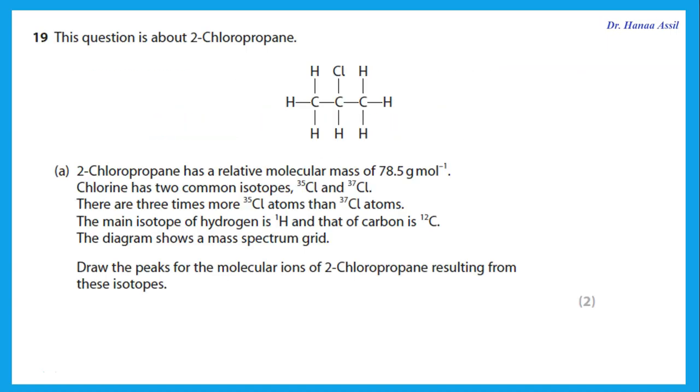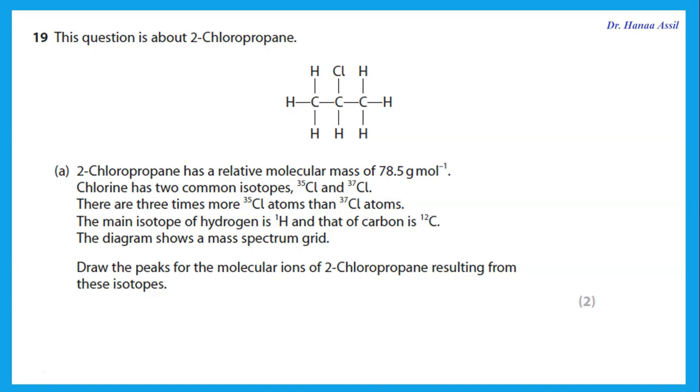This question is about 2-chloropropane. 2-chloropropane has a relative molecular mass of 78.5. Chlorine has two common isotopes, chlorine 35 and chlorine 37. There are 3 times more chlorine 35 than chlorine 37. The main isotope of hydrogen is H with mass number 1, and carbon is carbon with mass number 12. Draw the peaks for molecular ions of 2-chloropropane resulting from these two isotopes.